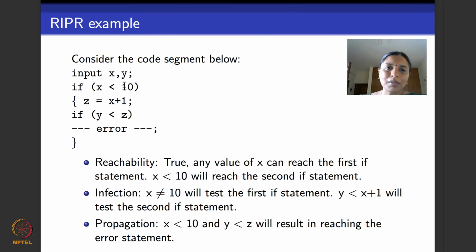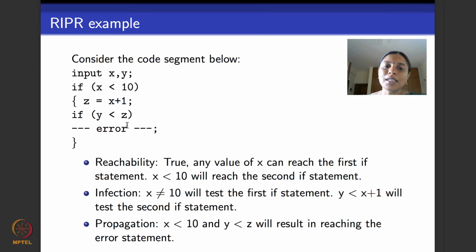For the second statement, remember z is set to x plus 1. So you must give a value of y that is less than x plus 1 to be able to test the second if statement. Now moving on, when it comes to propagation, I should be able to go past the first if statement, make it true, go past the second if statement, make that also true, and then only I will reach the error statement.